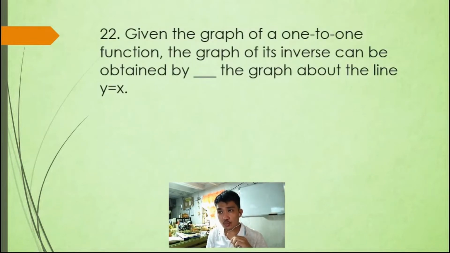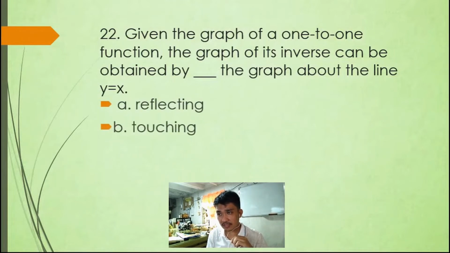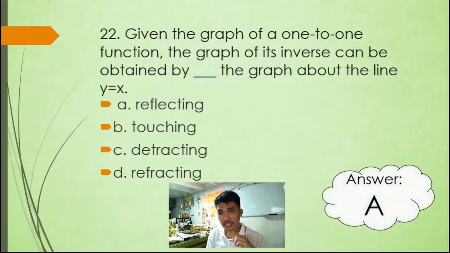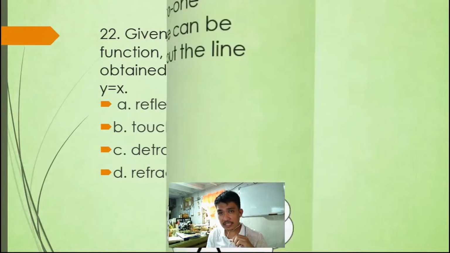Number 22. Given the graph of a 1-to-1 function, the graph of its inverse can be obtained by blank the graph about the line y is equal to x. Letter A, reflecting, B, touching, C, detracting, or letter D, retracting. The answer is letter A, reflecting.